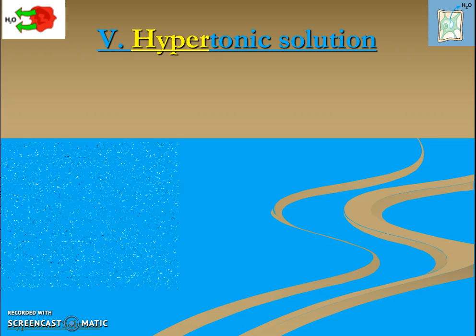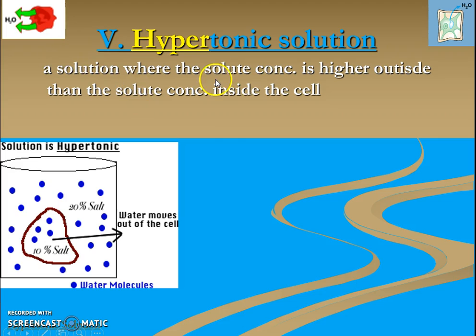Okay, so this is a situation where the solution that the cell is put in has a higher concentration of solute, such as salt, on the outside, more salt on the outside than the amount of solute or salt on the inside. So I look at the picture, there is way more salt, 20% on the outside than the 10% on the inside. And I can already see, to balance it out, because it's so salty on the outside, the cell has water going out of the cell into the solution.